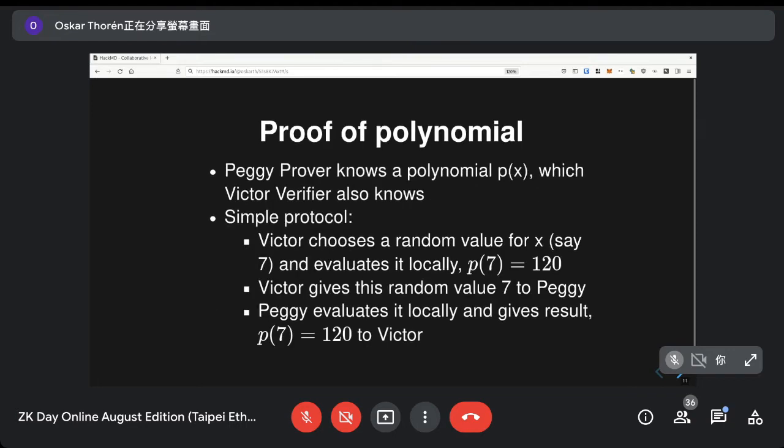So let's say Peggy wants to prove that she knows a polynomial. In this case, let's also assume that Victor, the verifier, also knows this polynomial. So we have this very simple protocol where Victor chooses a random value for x, say 7, and evaluates this polynomial at that point, which gives us 120. Then he gives this random value to Peggy, and Peggy also evaluates p of x locally and gives the result back to Victor, so 120.